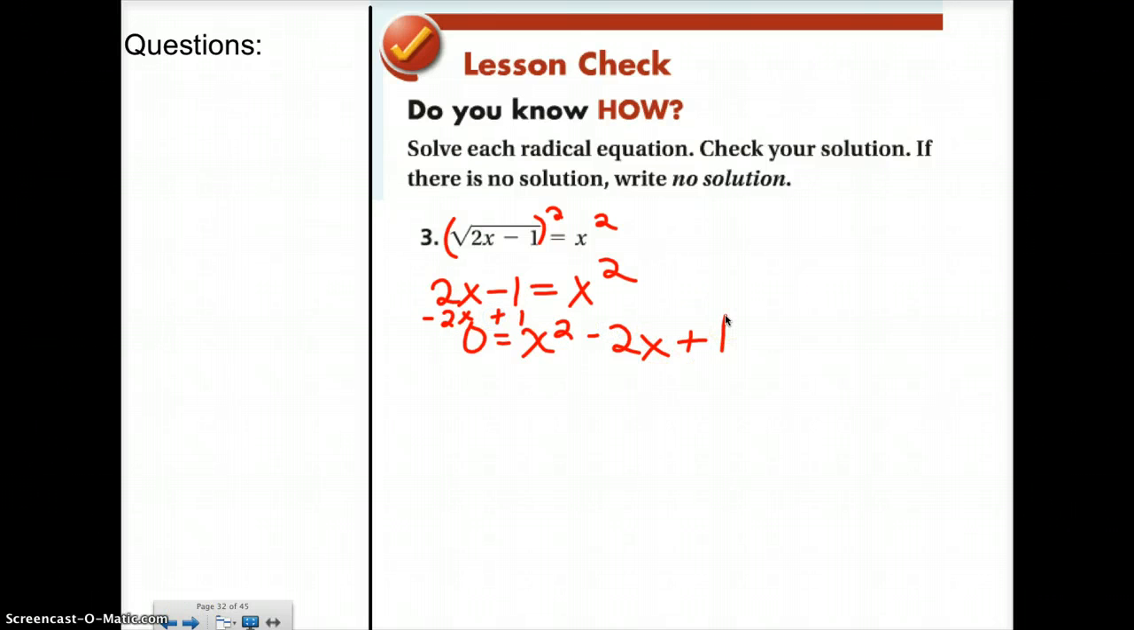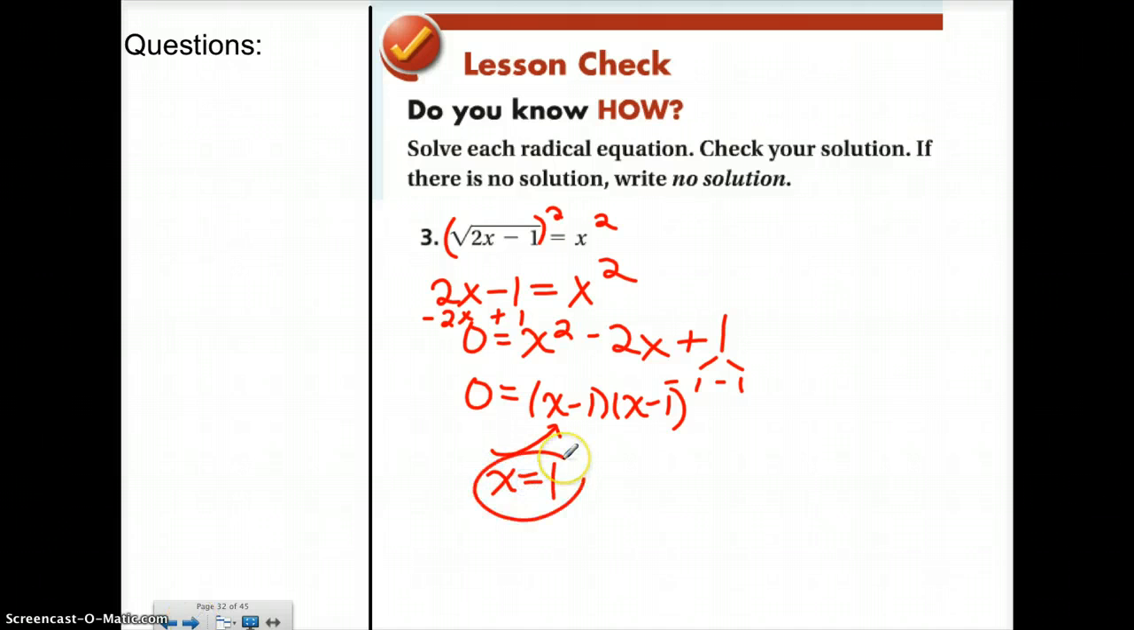Okay? Then I'm going to factor what multiplies to equal 1 and adds up to negative 2. That's an easy one to factor, and I get x minus 1. This gives me the solution of 1. Okay, so x equals 1. Now today, we've got to run a check on that and see if it works. Maybe it will, maybe it won't.